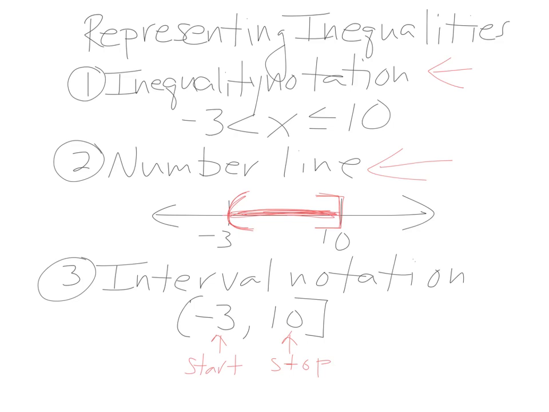Interval notation also uses the parentheses and brackets, and you look from left to right. The leftmost number is where your graph starts. The rightmost number is where your graph stops. So our graph runs from -3 to 10, parentheses on the -3, bracket on the 10.